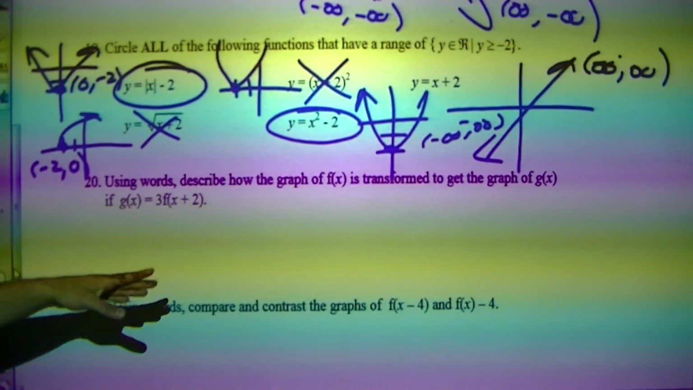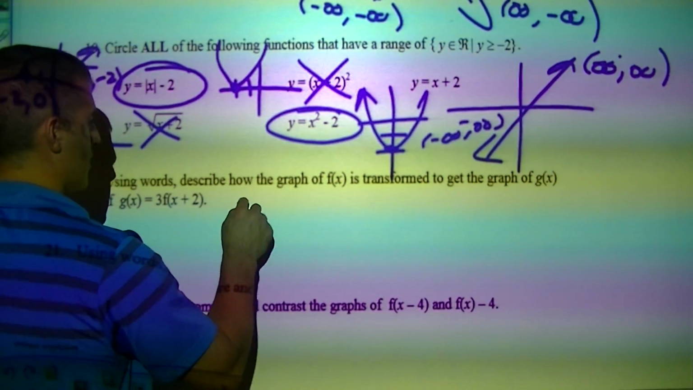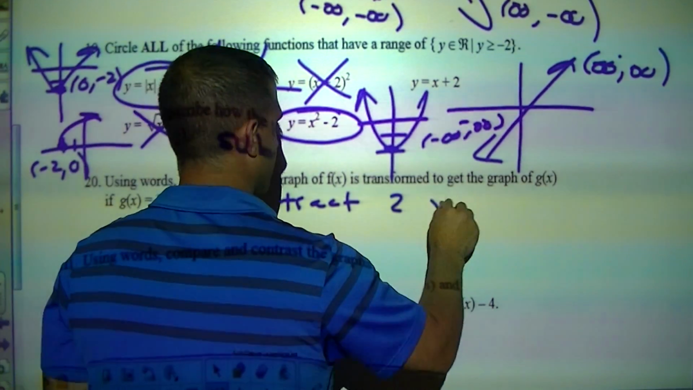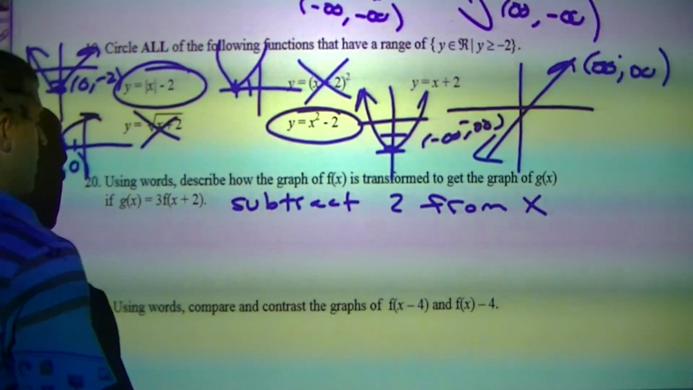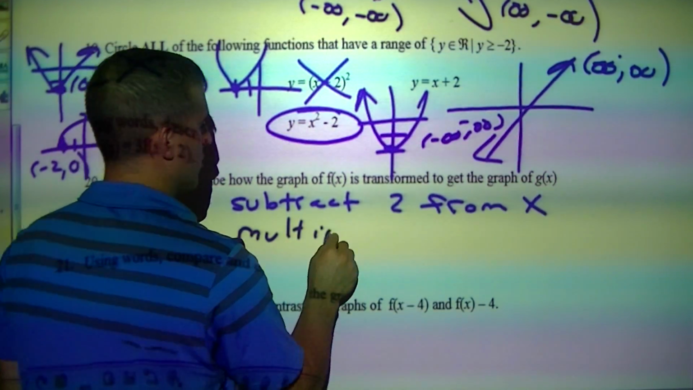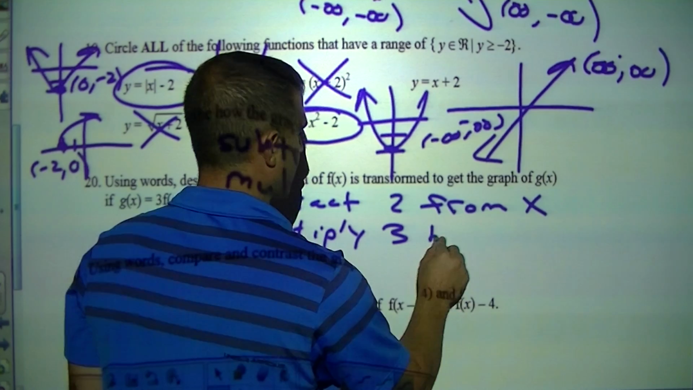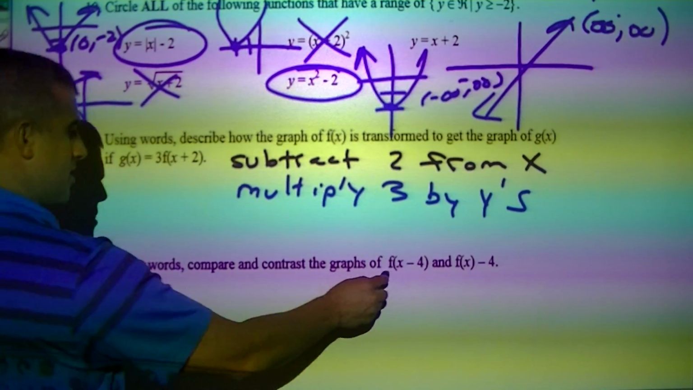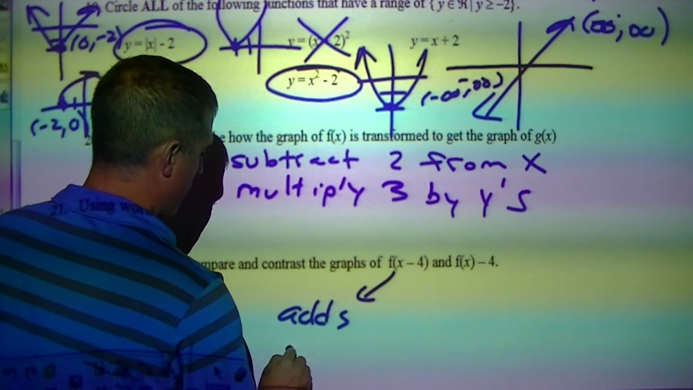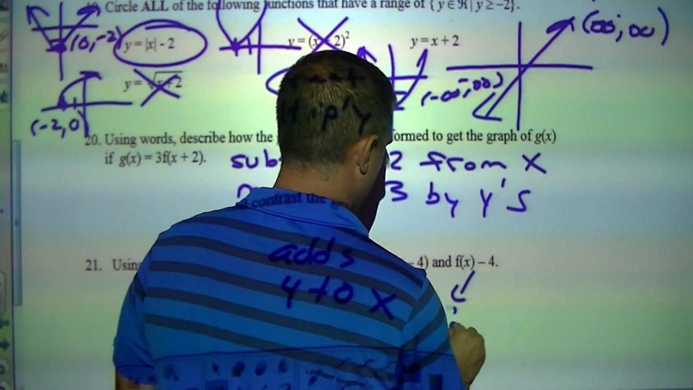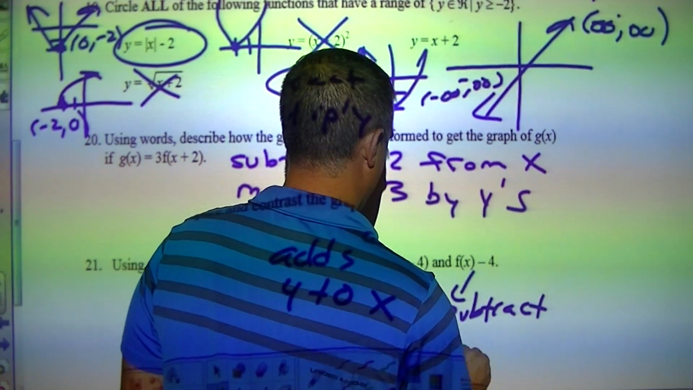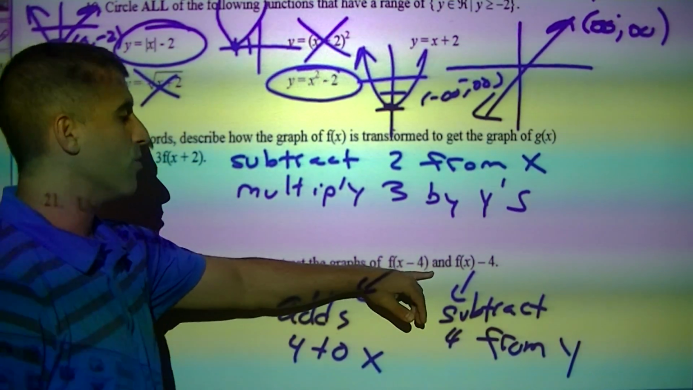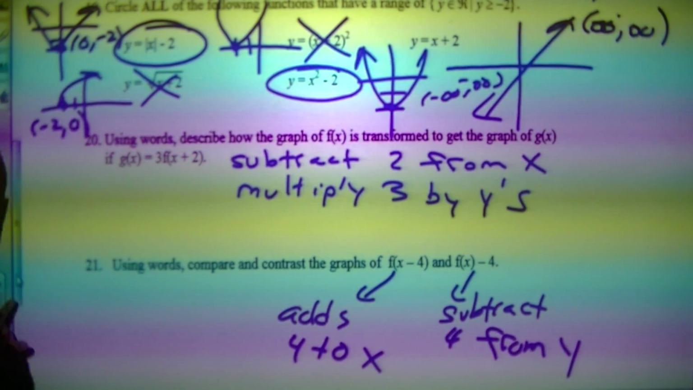Using words, describe what happened. Here's how you can write this. Subtract, let's say, 2 from x. Multiply y by 3. Pretty simple. Using words, contrast. This one adds 4 to x. This subtracts 4 from y. I would also take the example of this anchor point would be 4, 0. This anchor point would be 0, -4. Either way would be acceptable.